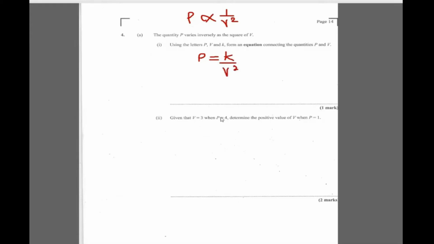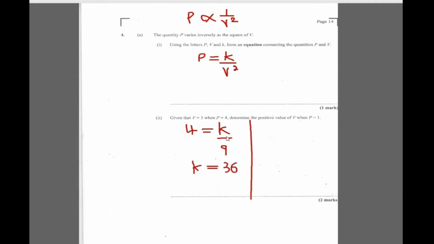It says, given that V equals 3 when P is 4, determine the positive value of V when P is 1. So they tell us when V is 3, P is 4. So 4 is equal to K over V squared. Now V squared is 3 squared, and 3 squared is 9. If I cross multiply, I can clearly see that K is equal to 4 times 9, which is 36. So K is equal to 36.